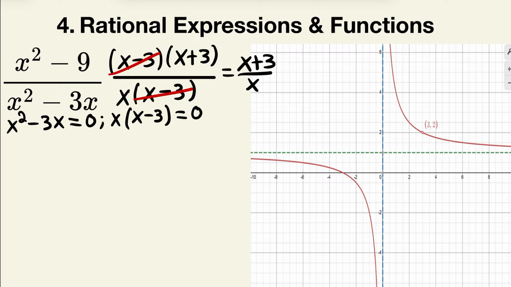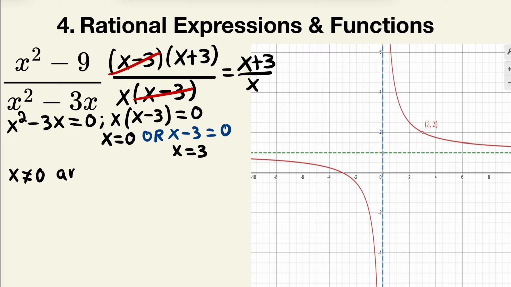We can clearly see that x equals 0, or x minus 3 equals 0. Okay, and so we solve for x by adding 3 to both sides, and we see here that x equals 3. Therefore, x cannot equal 0, and x cannot equal 3.